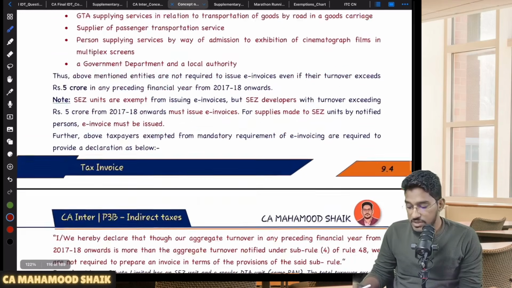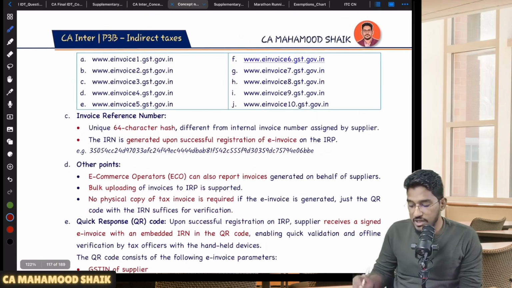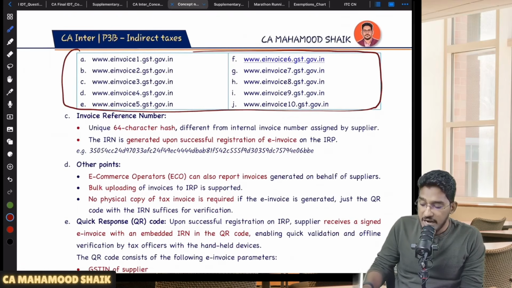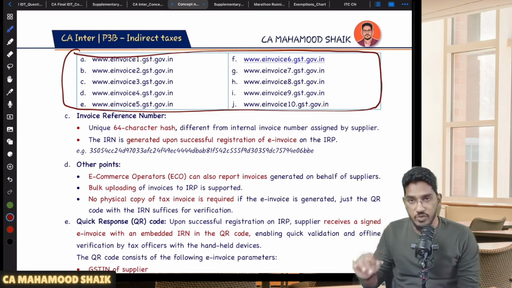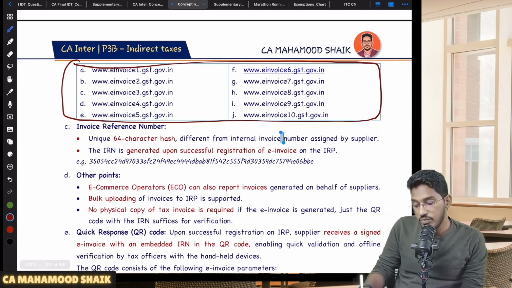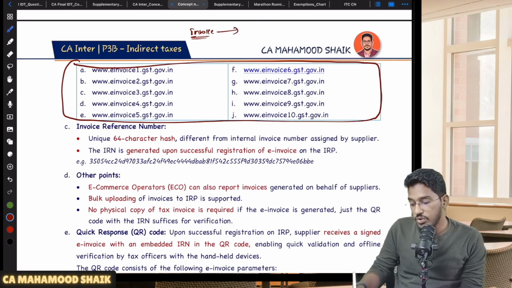Sir, what is this e-invoicing? Where to generate it? We have something called the e-invoice portal. These websites are there, and you can visit any of these websites and generate an e-invoice. Sir, how will that e-invoice be generated? First, you will generate your normal invoice in your accounting software. Now you will go to the e-invoice portal. Once you are there, you will fill in one form, GST INV-01, where it will ask you all the invoice related details.